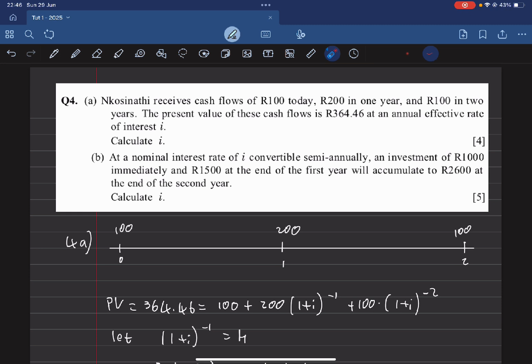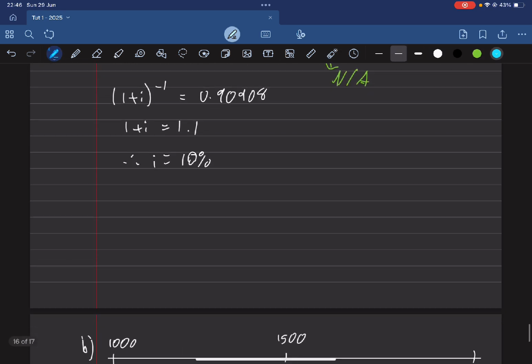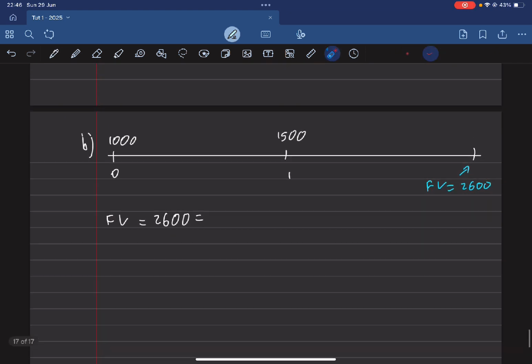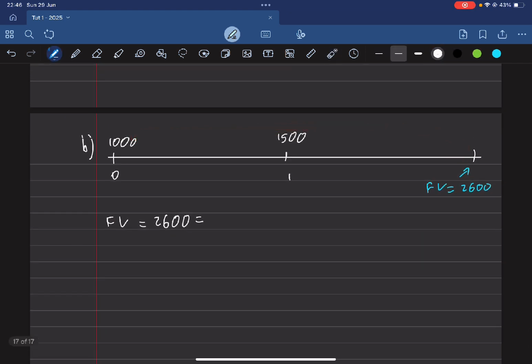Okay. So what I'm going to do is work out the effective interest rate annually, and then I'll convert that to the semi-annual interest rate. Okay, so I'll say the future value, which is equal to 2,600, is going to be equal to our future value of this 1,000 forward. So it's going to be for 2 years. So it'll be 1,000 multiplied by 1 plus i to the 2, plus 1,500, this one multiplied by 1 plus i.